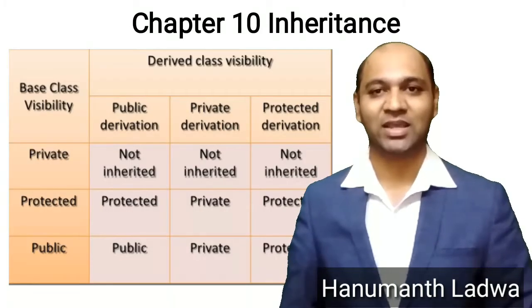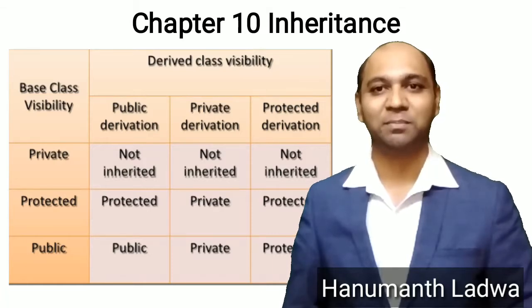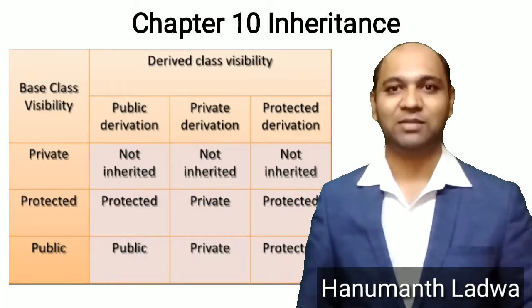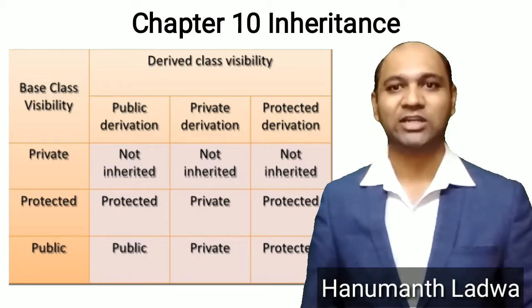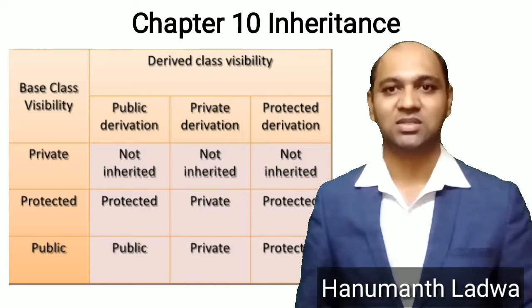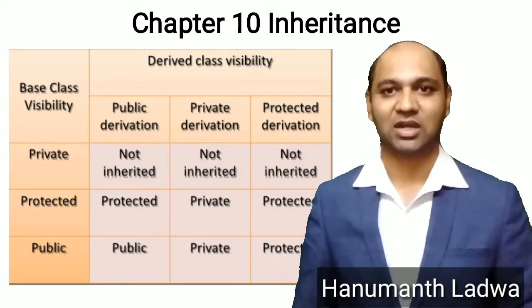Now we'll study public inheritance. The public members of the base class are public in the derived class. The private members of the base class cannot be inherited in the derived class. The protected members of the base class stay protected in the derived class.